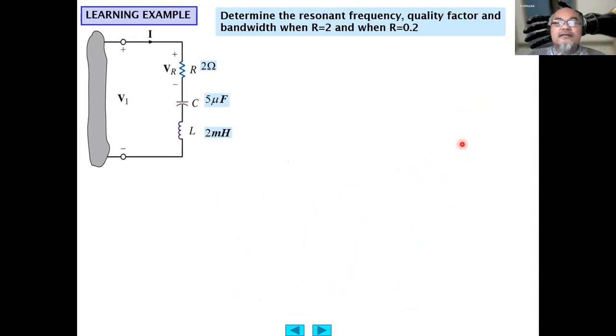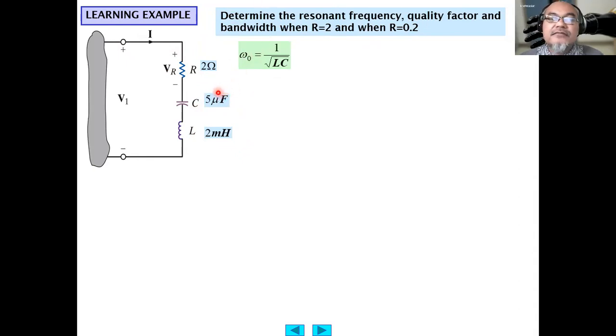Let's take the theories into some examples and try to solve them. Determine the resonant frequency of this circuit, and also the quality factor Q and the bandwidth, when the resistance is 2 ohm, and also when the resistor is 0.2 ohm. The C is 5 microfarad. The inductance is 2 millihenry.